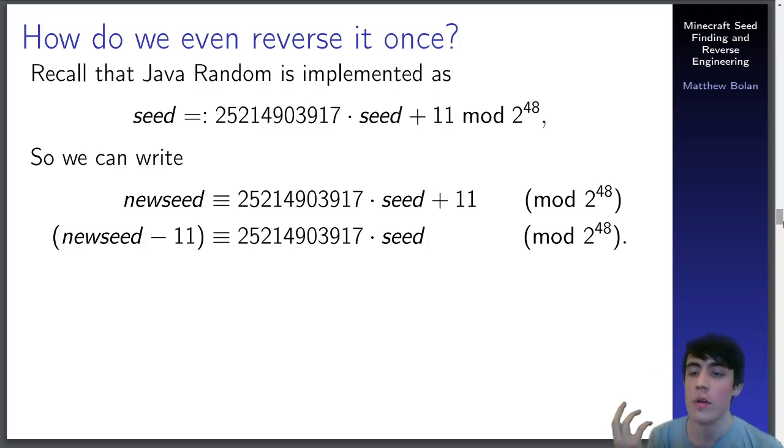But you can intuitively think that we have no guarantee that the left-hand side will be divisible by our big multiplier, and we know that we want seed to be an integer because we just can't set it to non-integer values. But we still want to preserve this congruence, and we really, really want to get rid of that big multiplier. We just want an equation for seed alone.